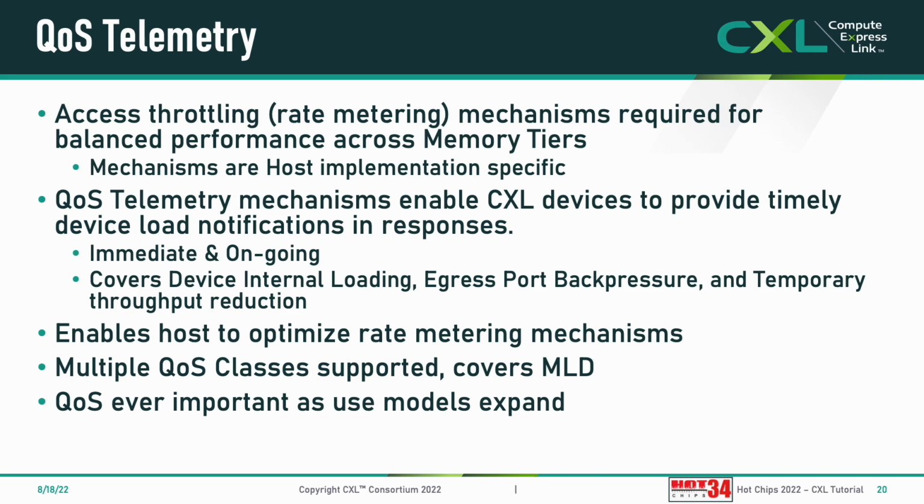Several host implementation mechanisms can be supported to ensure this balanced performance. These mechanisms can be further enhanced with architected quality of service telemetry responses from the devices. Now, the CXL 2.0 specification defines the QoS telemetry mechanisms that enable CXL devices to provide timely device load notifications in their responses. These responses are architected to be immediate and ongoing, and when enabled, every response can convey device loading. This device loading information is encoded to inform if the device is lightly loaded, optimally loaded, or severely loaded.